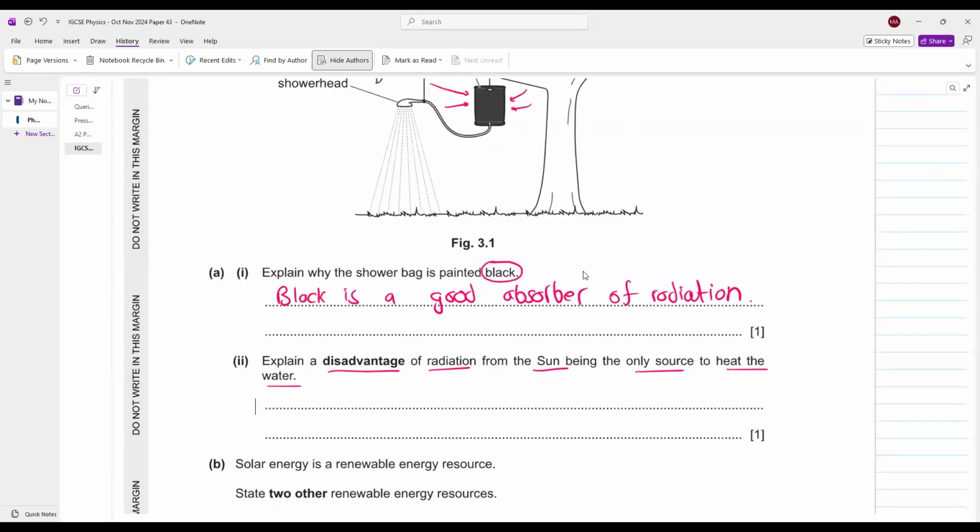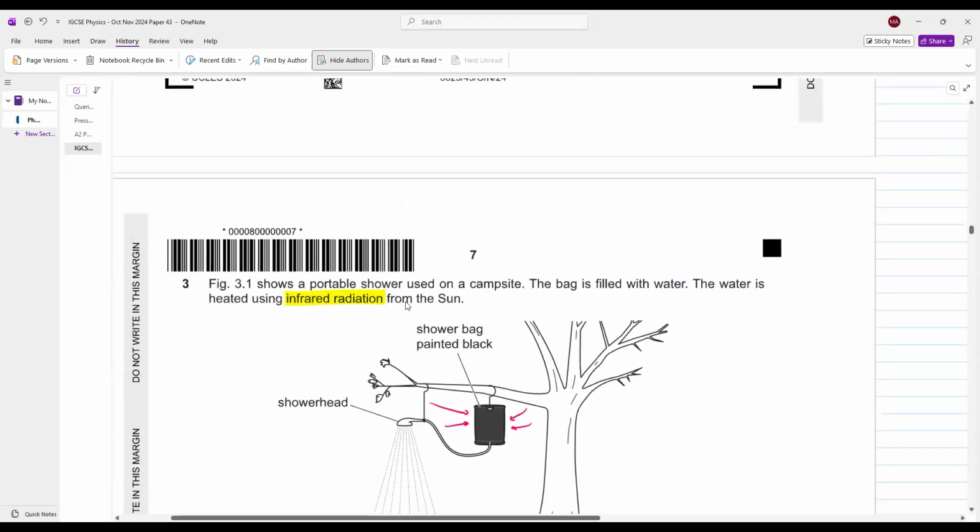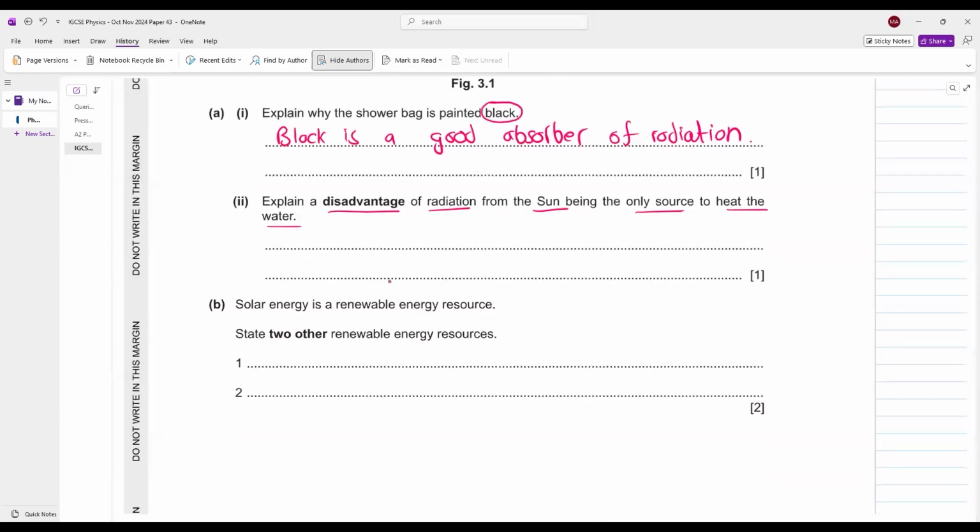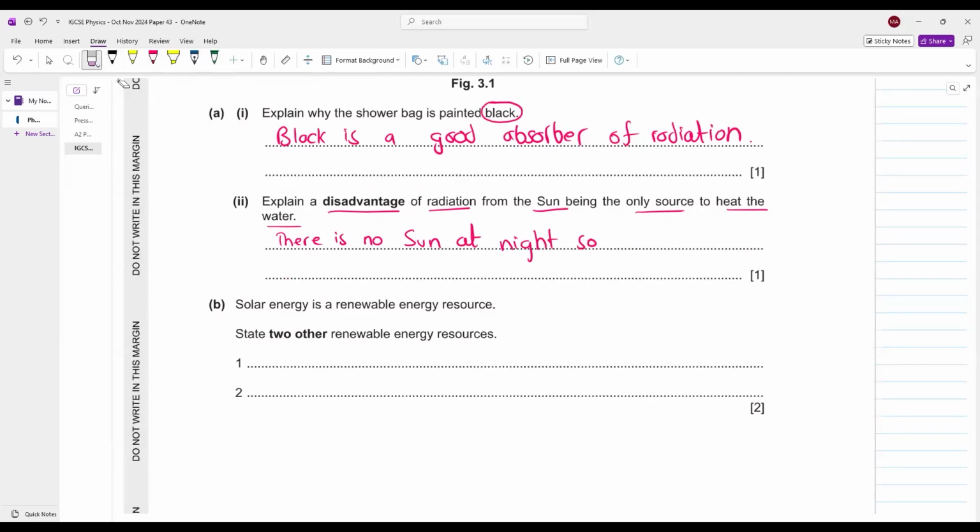So the bag is filled with water, and the water is heated. So you can say there is no sun at night, so the bag cannot warm water at night. Simple. Let's further move ahead.